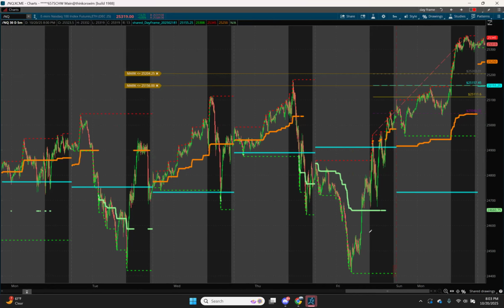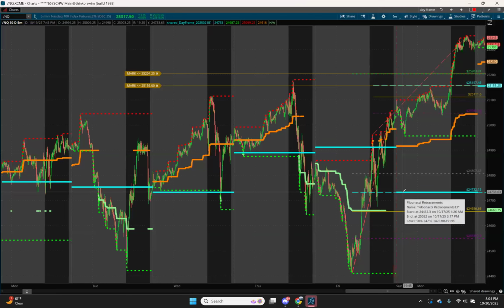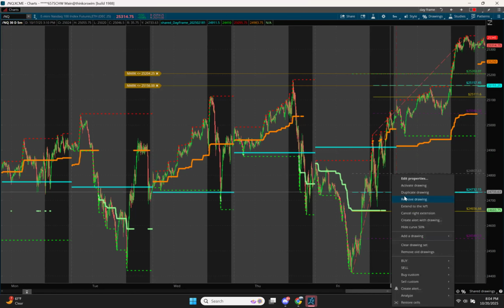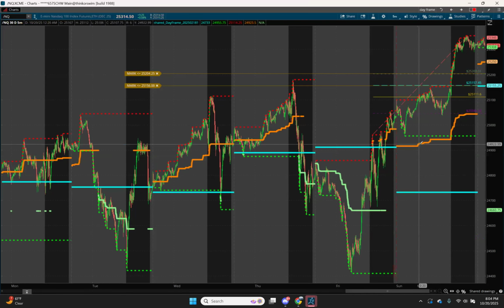All it's doing is plotting the low. If we're taking the entire range of Friday, so if we took the low of Friday to the high of the regular trading hours, the 50% retracement would be here. So I refer to that as the midpoint. And then you also have the upper mid.